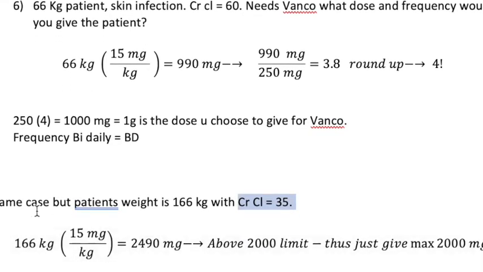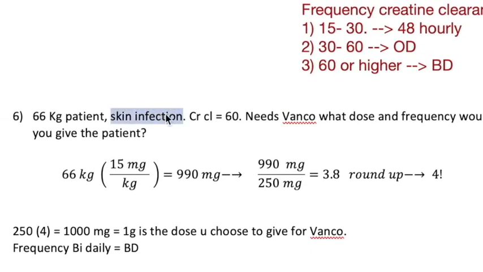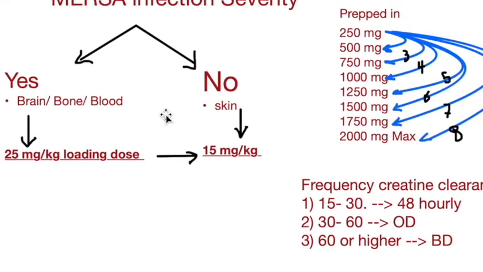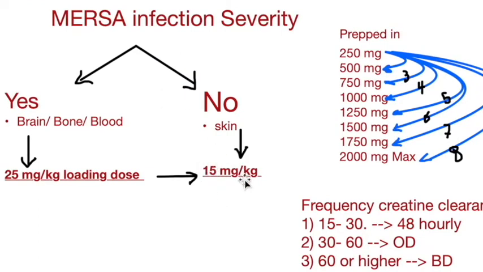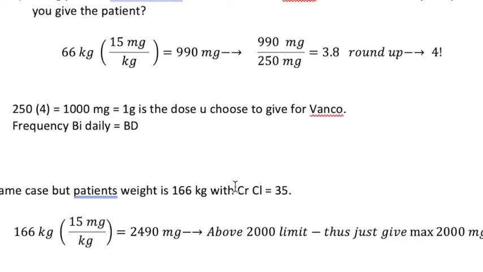So again, you start off with 166 kilos because that's what it was given. You're going to multiply it by 15. Why? Because I told you it's the same case. So that means it's a skin infection. So for skin infection, what was the rule? You need to memorize that. 15 milligrams per kilogram. Ta-da! So you multiply these two together, you get that value.